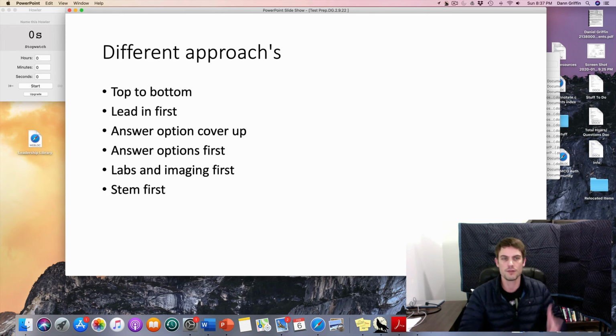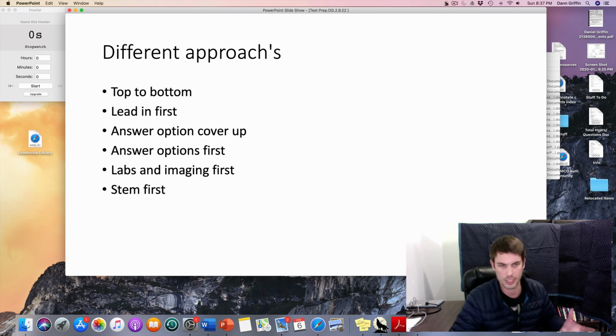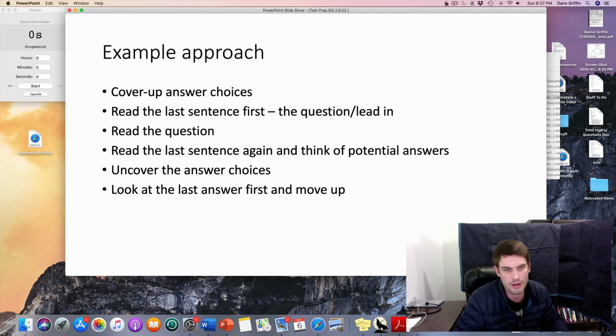Some examples of different approaches are, you can go from the top down. Let's just read it from word one to the last word. Pick an answer. You can start with the lead-in. That's the question. You can cover up the options. You can go to the answers first. You can do the labs and imaging first. You can do the stem first, which is just the paragraph.